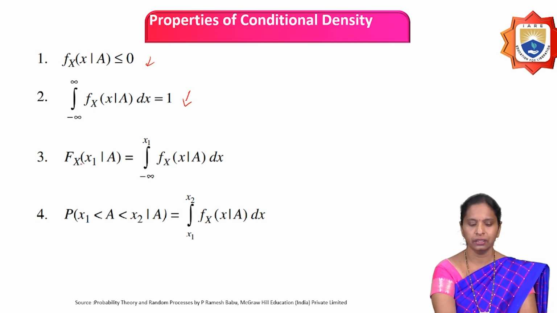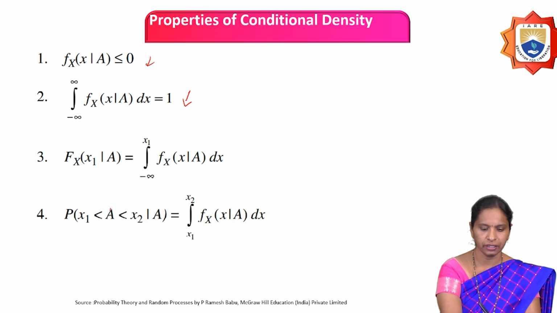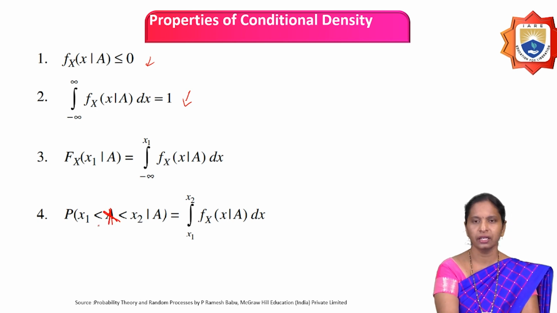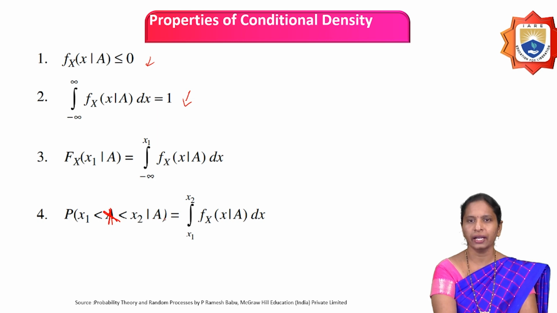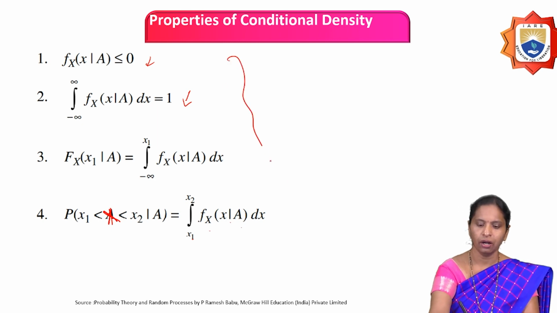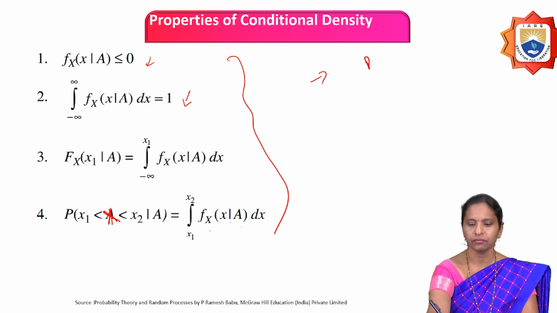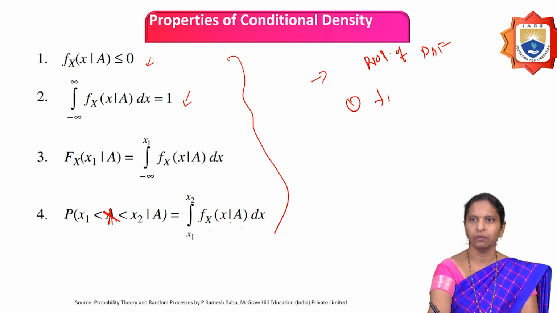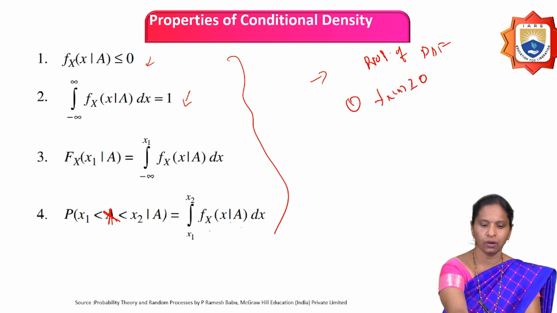And what is the third property here? The conditional distribution function of the random variable X can be written in terms of the conditional density function. And the fourth property states that the conditional probability of the event that the random variable X takes values from x1 to x2, given the conditioning event A, is the integration x1 to x2 of f_X of x given A dx. It means we have already seen the properties of the density function. What is the first property here? Always the density function is a non-negative value.